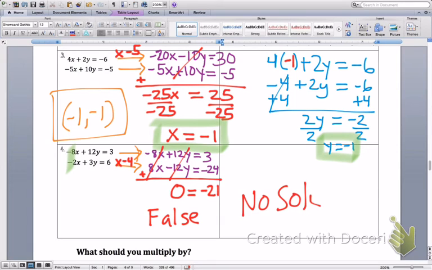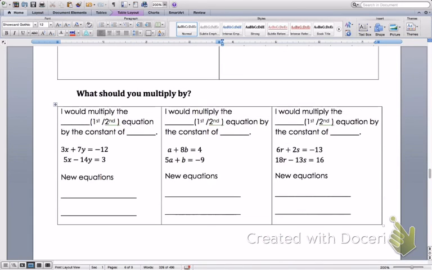These lines do not cross. So that means if I were to graph them, they'd look something like this. It'd be two parallel lines that do not intersect. So in this case, we have no solution. All right, let's go ahead and finish that bottom section. Please pause it, work it out, and then come back to the video and see if you got it right.